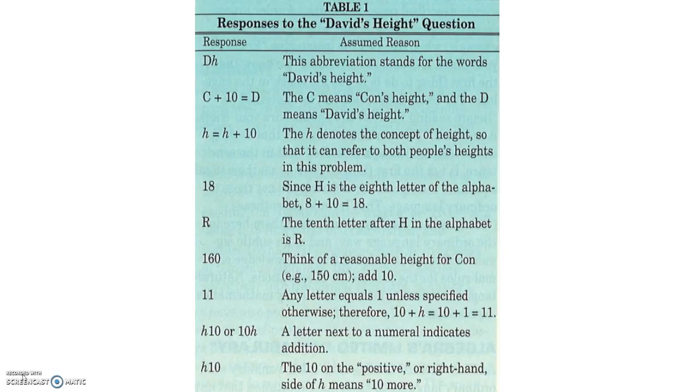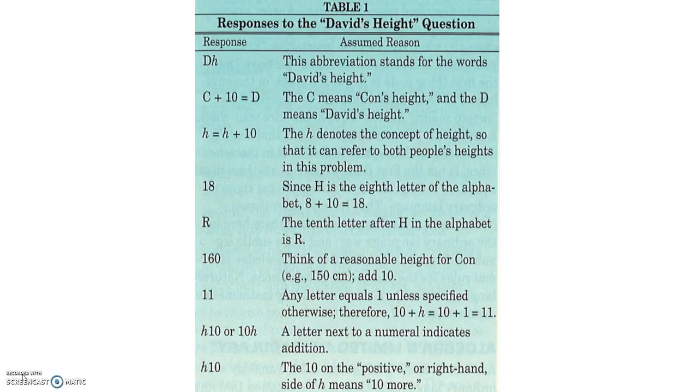Take a look at the second to last response, H10 or 10H. A letter next to a numeral indicates addition. So this is really interesting, and it can connect to something like Roman numerals, right, where we use addition and subtraction with letters to represent numbers. So for example, 6 in Roman numerals we would write as VI. And in that VI, we would actually add 5 and 1 to get 6 as our equivalent.